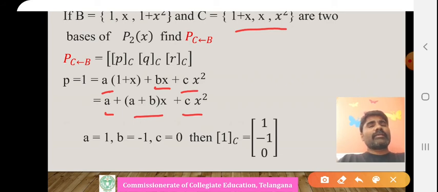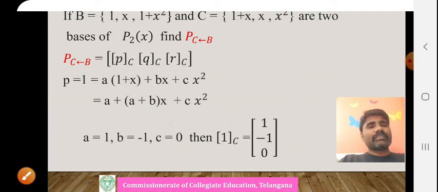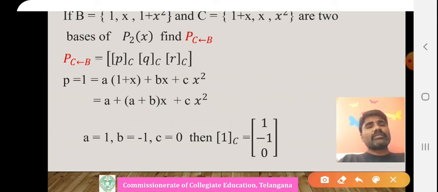Now equating the coefficients of x square and the constants, we get a equals 1. Then a plus b is 0, so b equals minus 1. There is no x square coefficient, that's why c will be 0. So c is 0, b is minus 1, a is 1. Therefore the coordinates of 1 with respect to the basis C is (1, minus 1, 0). This is the coordinate vector of 1 with respect to the basis C.